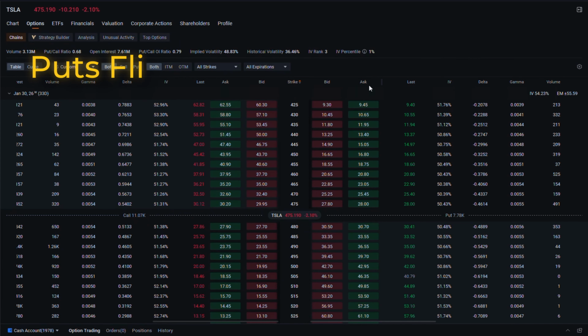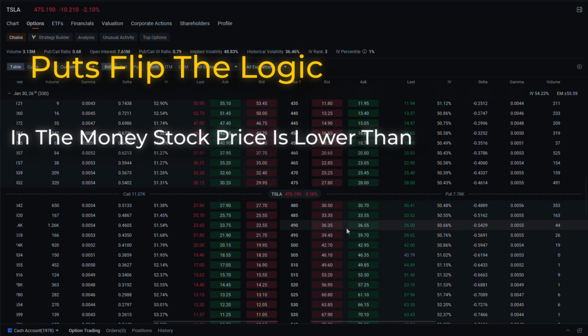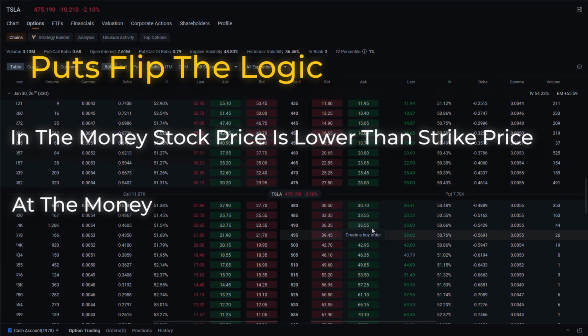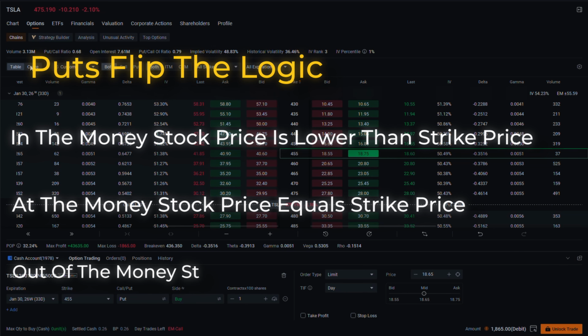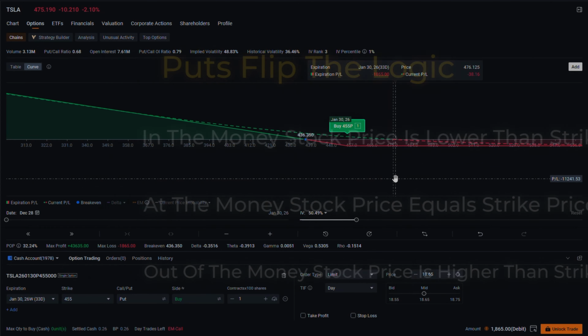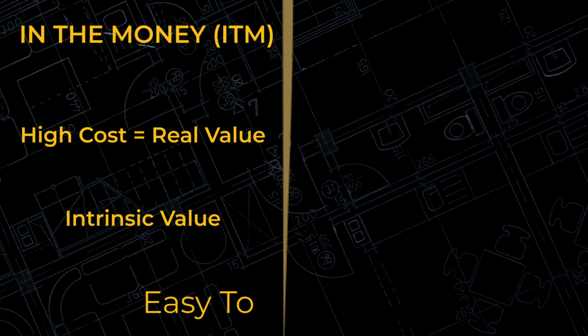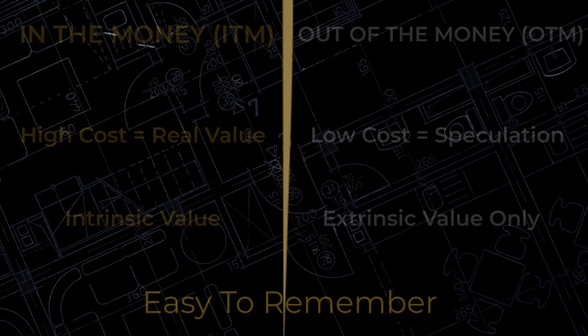For puts, we just flip it. In the money puts, the stock price is lower than the strike price. At the money puts, the strike price is equal to the stock price. Out of the money puts, the stock price is higher than your strike price. Simple rule. In the money costs more because it has real value. Out of the money is cheaper because it's a maybe. And cheap often means you need a massive move just to profit.